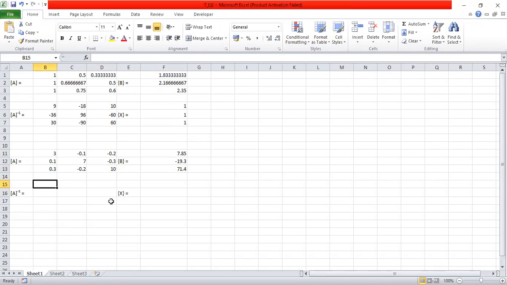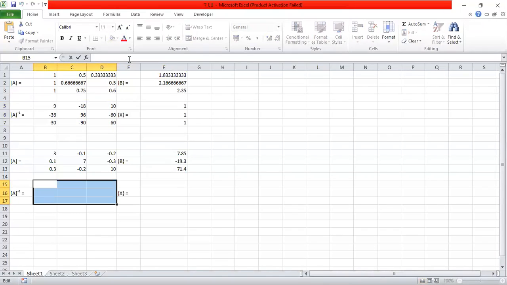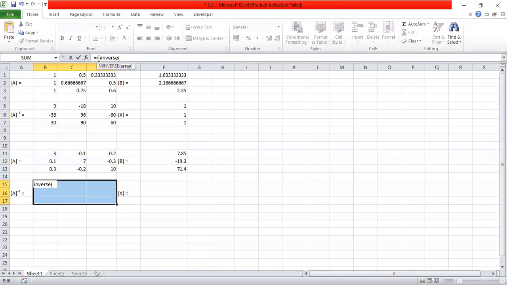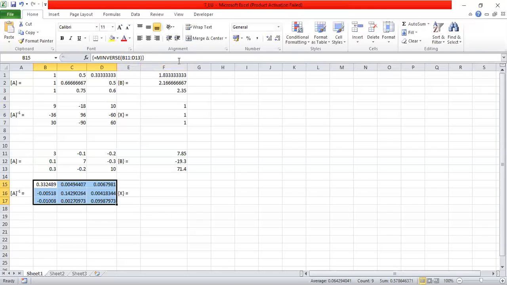So similar to what we did previously, you're going to find the inverse of A first of all. So you select all the cells where you want the inverse to be. Then you say is equal to MINVERSE. Then the A is from B11 to D13. Then you press Control Shift and Enter. So this is the inverse of the A matrix.